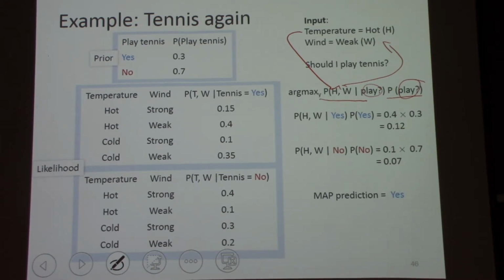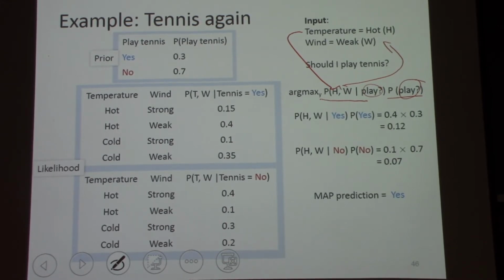The name gives away the algorithm, maximum a posteriori. You maximize the posterior probability. You find the label that maximizes the posterior probability. That's your MAP prediction. Questions?